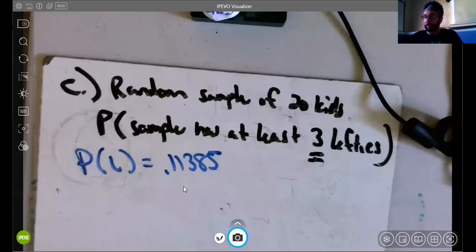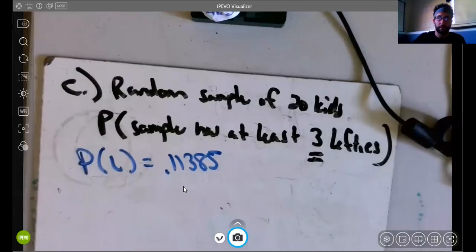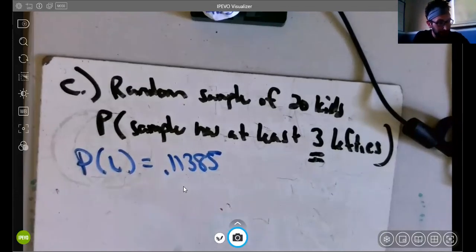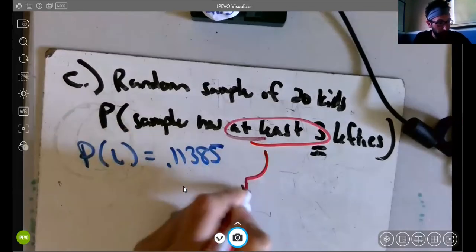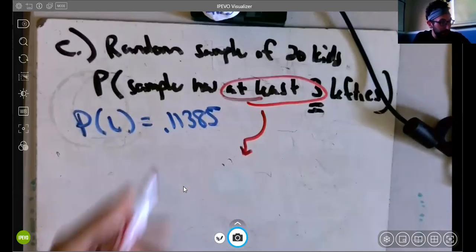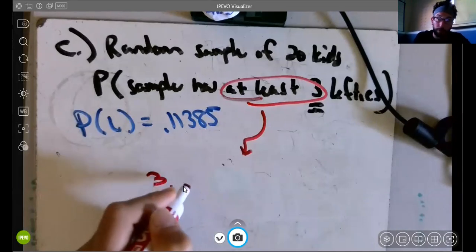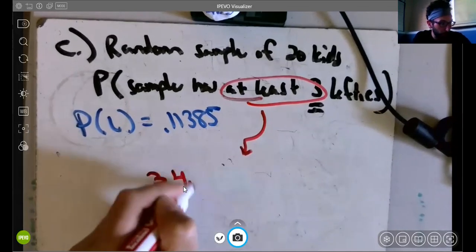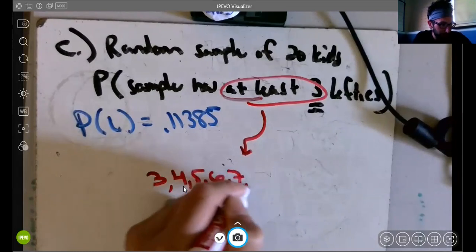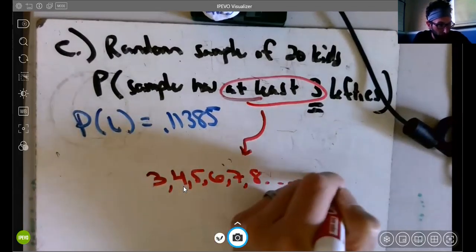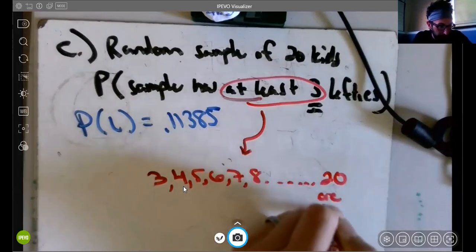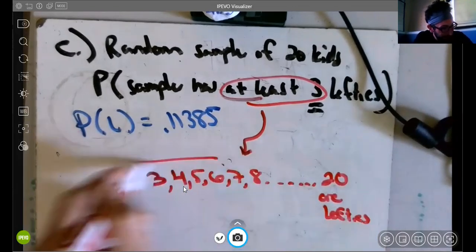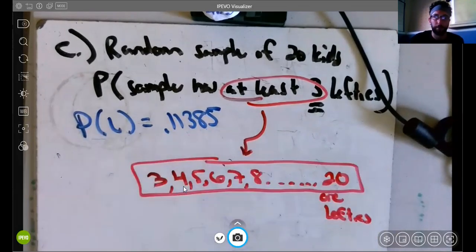So the first thing we have to think about is, what does at least 3 mean? At least 3, we've got 20 people. At least 3 means 3 or what? Or more, right? So 3, 4, 5, 6, 7, 8, all the way up to all 20 are lefties. This is what we want the probability of. 3, 4, 5, 6, 7, 8, 9, 10, all of them are lefties.